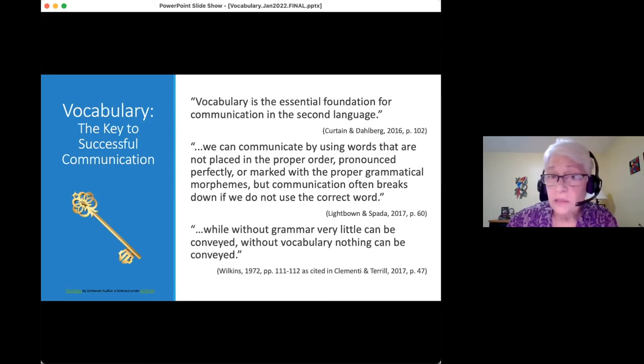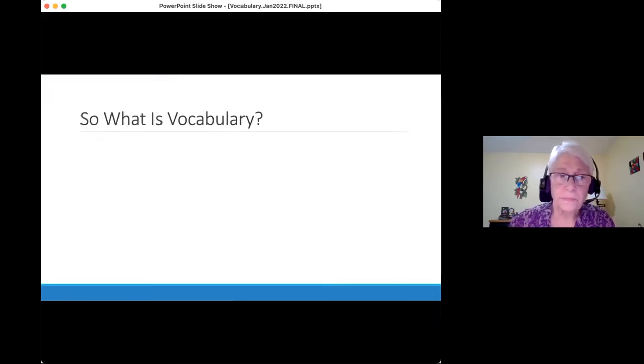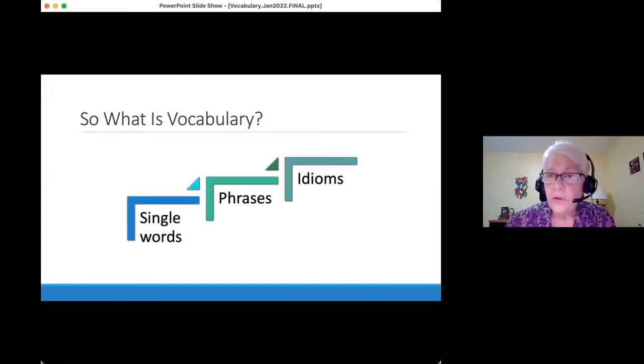And Wilkins, cited in Clementi and Terrell, said this, while without grammar, very little can be conveyed, without vocabulary, nothing can be conveyed. Some really important ideas for understanding how essential vocabulary is to communication. So what is vocabulary? Well, we're going to take a look at it in three overarching categories: single words, phrases, and idioms.